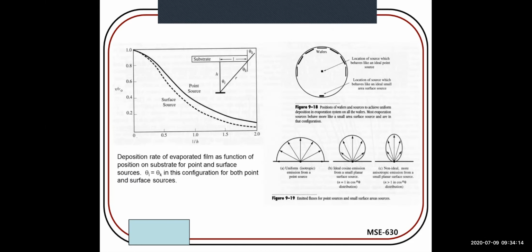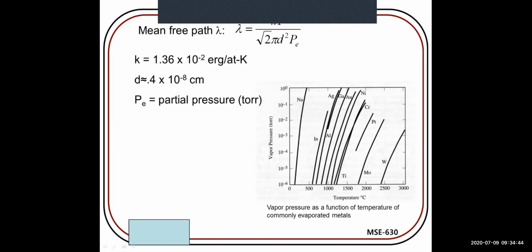Here is how the uniform isotropic emission looks from a point source. If the emission is like this, it would be uniform. But in this case, ideal cosine emission, this is called ideal cosine emission. It's a different kind of deposition. And then this is a non-ideal, more anisotropic emission from a smaller planar surface source. So this is more anisotropic. This is less than that, and this is the ideal. This is a uniform isotropic emission from a point source.